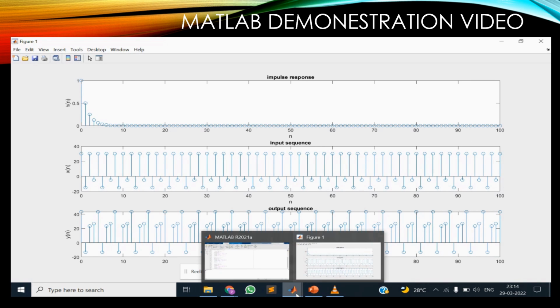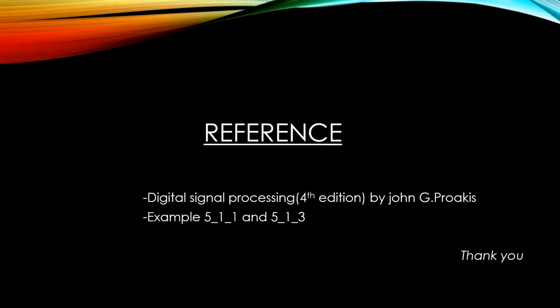Thank you. This is the MATLAB execution of 5.1. Now, the reference for this example is Digital Signal Processing, fourth edition, by John G. Proakis, examples 5.1.1 and 5.1.3. Thank you.